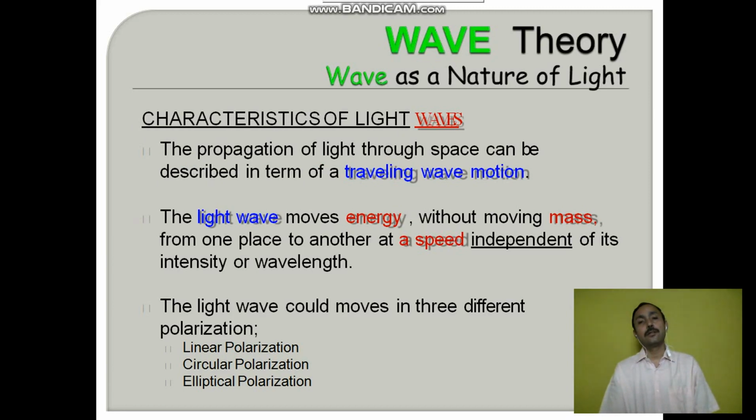The propagation of light through space can be described in terms of a traveling wave motion. The light wave moves energy without moving mass from one place to another at a speed independent of its intensity or wavelength. The light wave could move in three different polarizations. Number 1, linear polarization. Number 2, circular polarization. Number 3, elliptical polarization.